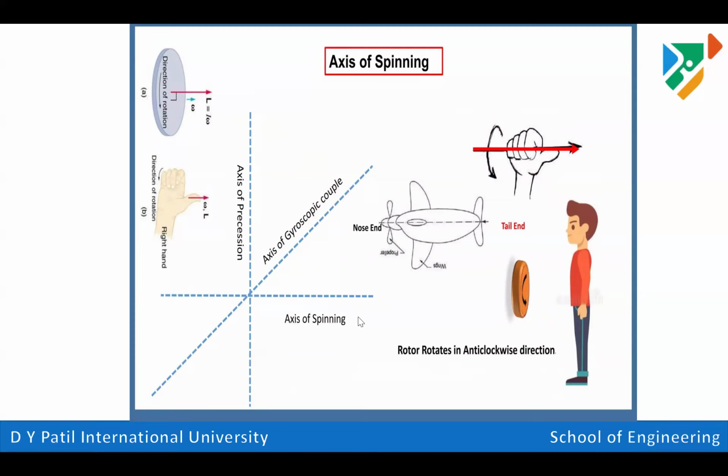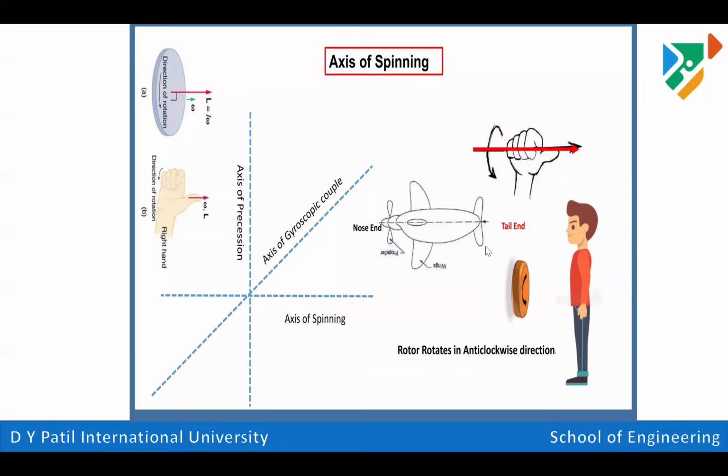We have axis of spin, axis of gyroscopic couple, axis of precession, and we are providing forward clockwise, anti-clockwise, and clockwise motion. So if you look at the right hand thumb rule, if the observer is looking from this side, this rotation is nothing but anti-clockwise rotation for that aeroplane. Okay, so by looking from the front side, we'll get this axis of spinning axis by applying the right hand thumb rule.